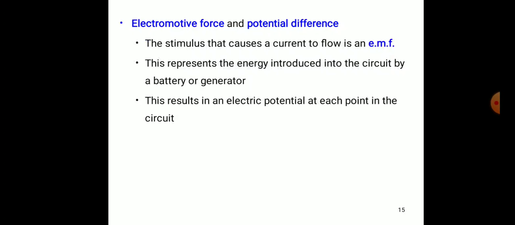Another one is electromotive force, or you can also call it a potential difference. The stimulus that causes a current to flow is an EMF. This represents the energy introduced into the circuit by a battery or generator. This results in an electric potential at each point in the circuit. These electromotive forces are used to transfer the electrons from the higher voltage to the lower voltage. This is the electromotive force.